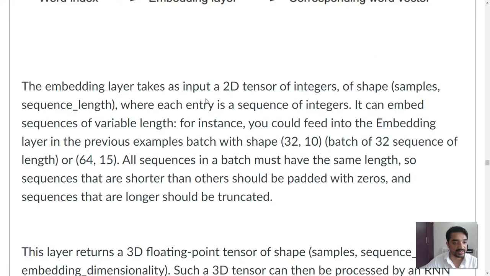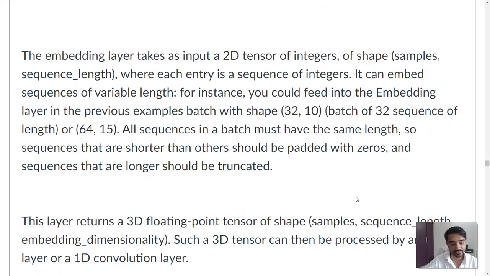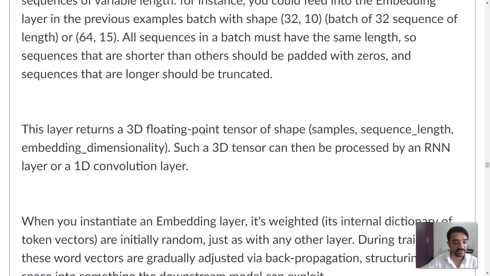Okay, the embedding layer takes in the input as a 2D tensor of integers of shape samples and sequence length, right? It takes 2D, where each entry is a sequence of integers, and it can embed a sequence of variable length. For instance, you can feed an embedding layer with a batch of shape 32, 10, a batch of 32 sequences of length 10, or 64 by 15, basically any number. All sequences in a batch must have the same length, so sequences shorter than others should be padded with zeros. Now this layer returns a 3D floating point tensor.